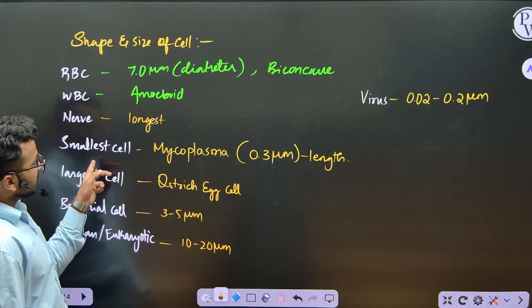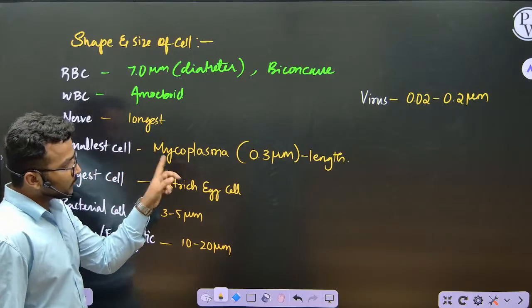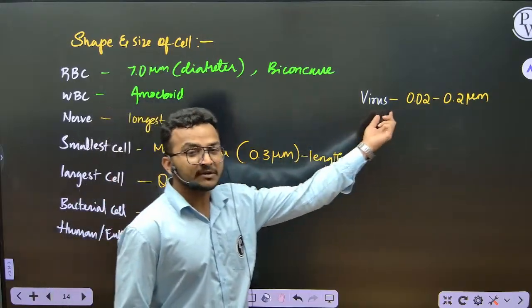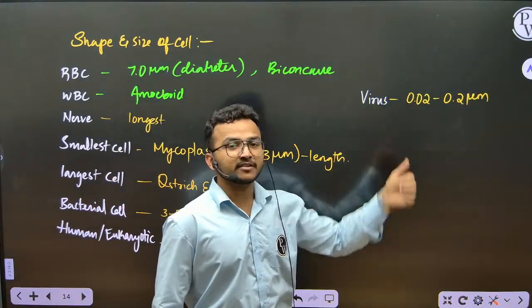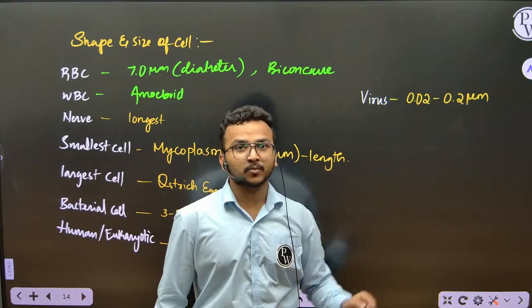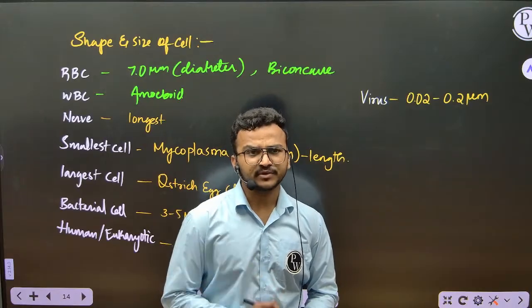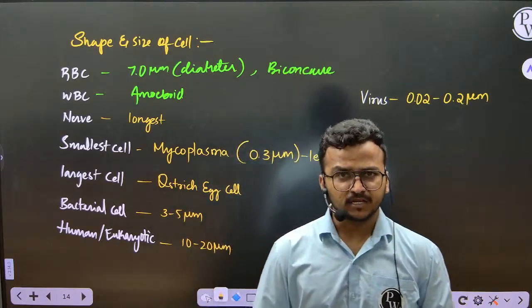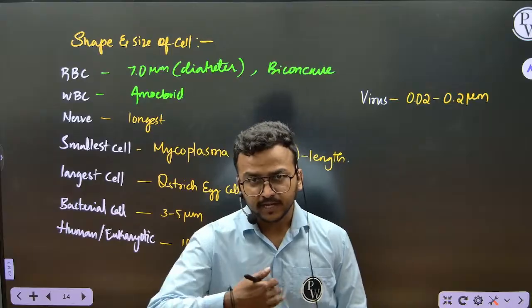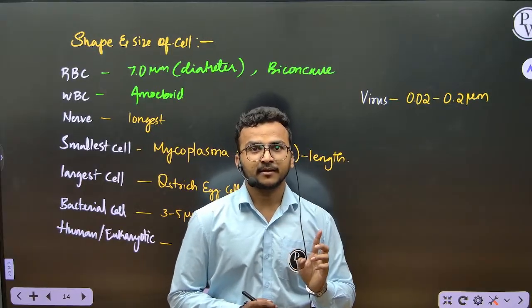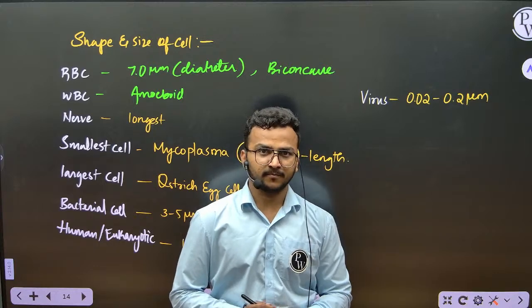I am saying the smallest cell is mycoplasma, which is 0.3 micrometer. So you might be getting the question: why is the virus not the smallest one, even though it is 0.02 micrometer? The answer is very simple. I said in the last class, and even at the beginning of the class, that anything less than a cell is not a living organism.